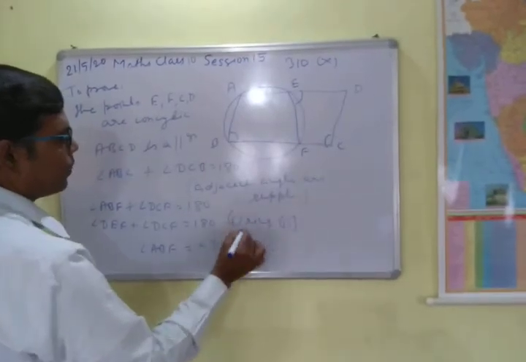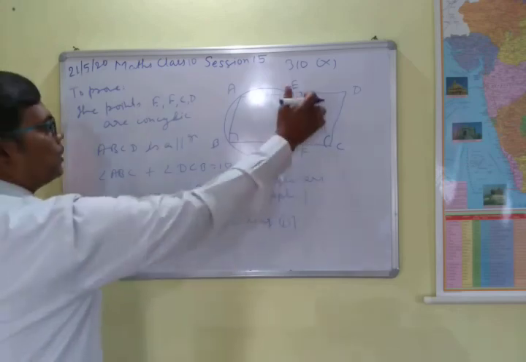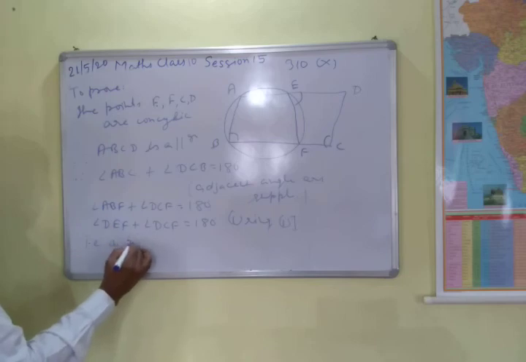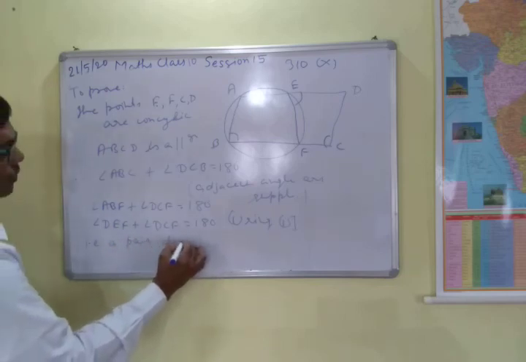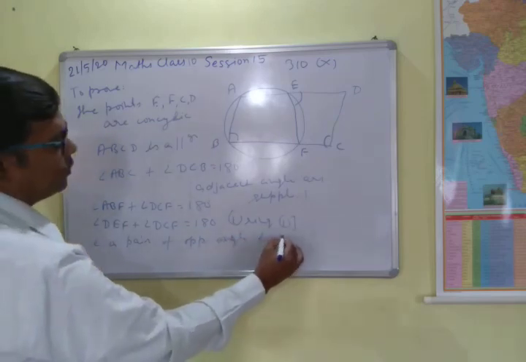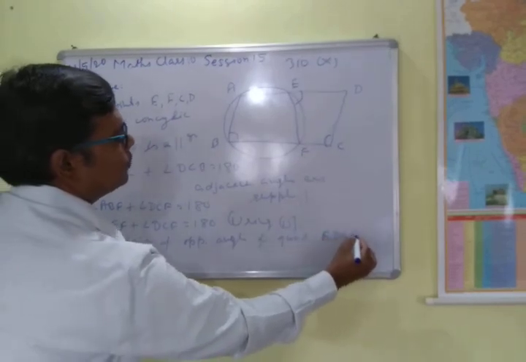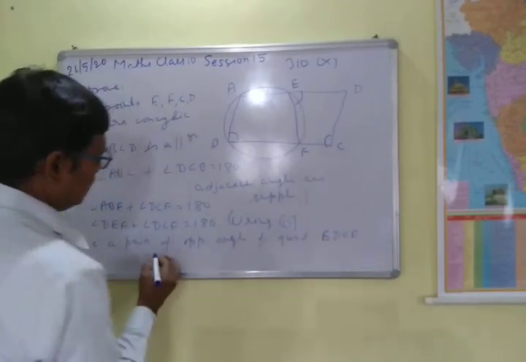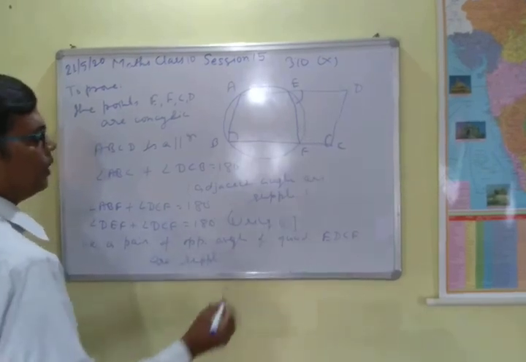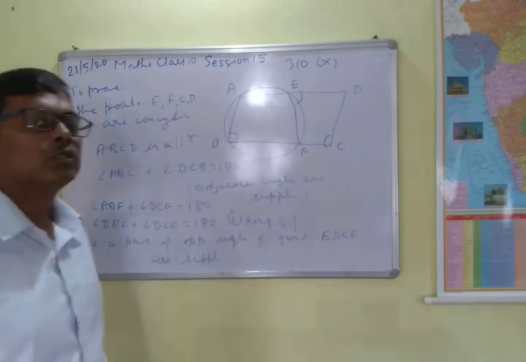using 1. Okay. So now see that here we have proved that the opposite angles of this quadrilateral are supplementary here. That is, a pair of opposite angles of quadrilateral EDCF are supplementary, and therefore the points E, F, C, D are concyclic. So this is the proof.